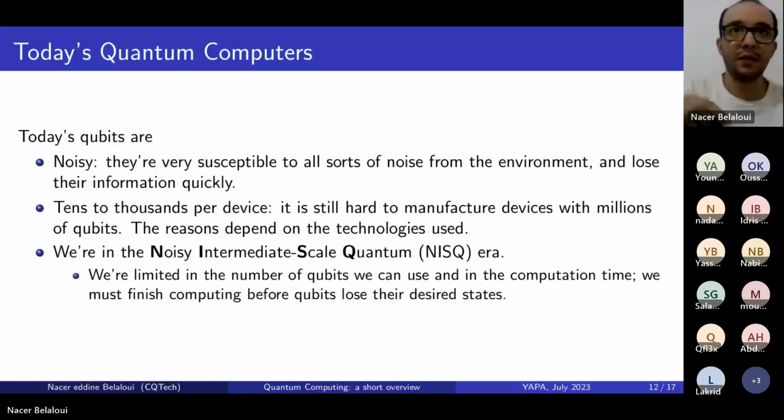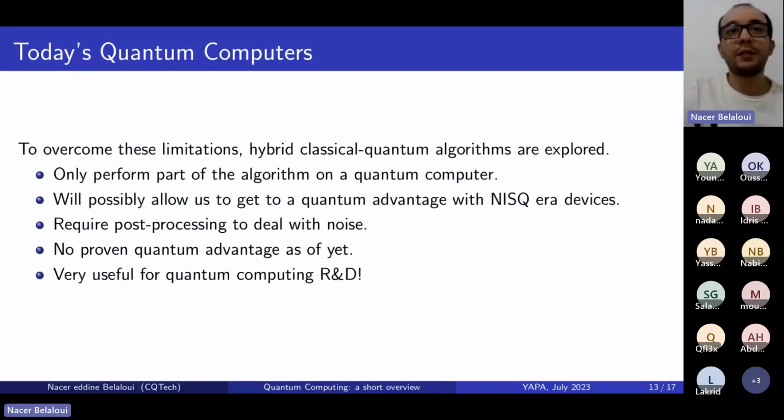What this means is that with today's computers, we are limited in the number of qubits we can use, and we're also limited in the computation time. So given a quantum program, first of all, you cannot use a lot of qubits. You're restricted by the hardware, but you also must finish your computation before your qubits lose their desired state. Now, because we have these limitations, maybe we can still do something useful with today's quantum computers. Probably we can, maybe we can.